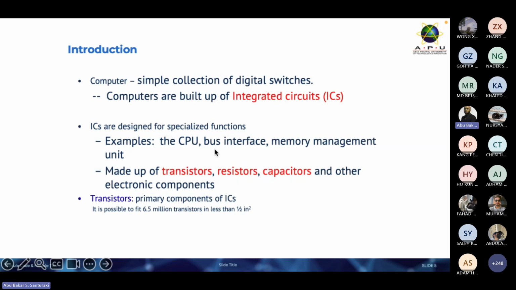The bus is a cable, the interface, memory, and so on and so forth. And they're made up of three fundamental components. Just like I can say a cell contains a nucleus, a cell membrane, mitochondria, and so on, I can also say integrated circuits are made up of transistors, resistors, and capacitors.